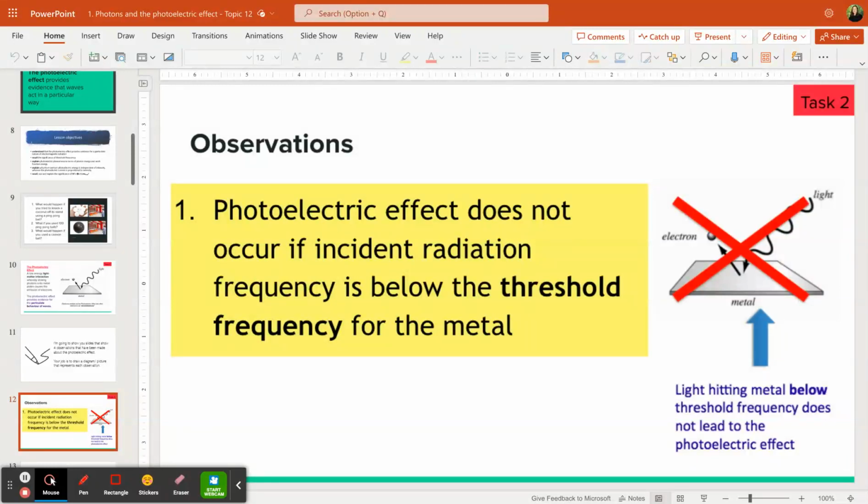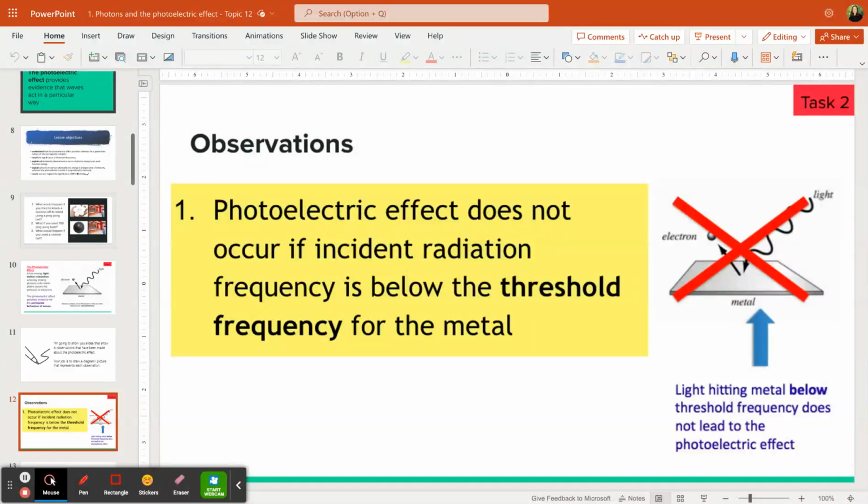So we've just said that the photoelectric effect is where electrons are emitted from a metal surface when light is shone on it. This does not happen every single time that light is shone on the surface of a metal, right? It happens sometimes, and that is the photoelectric effect. But there are cases where you will not get electron emission, and you need to know these observations.